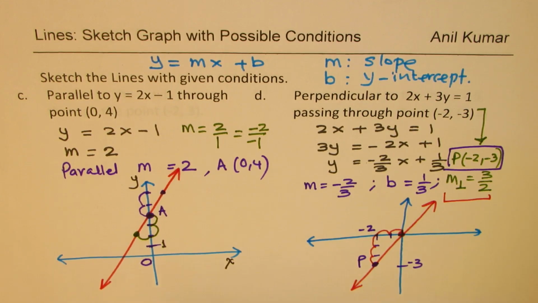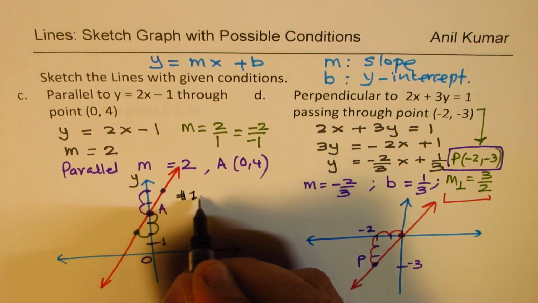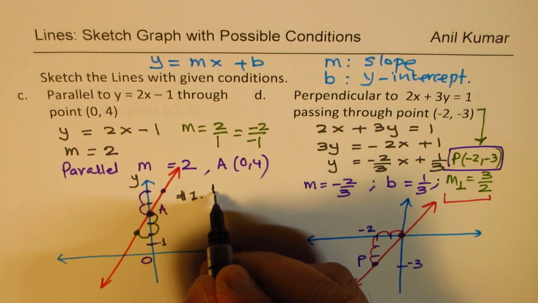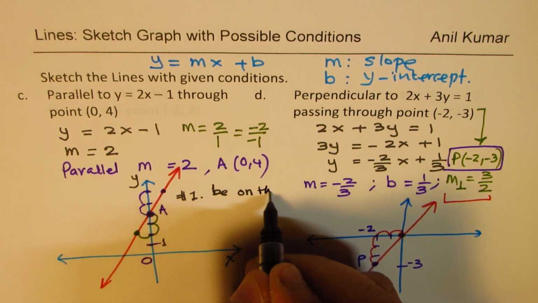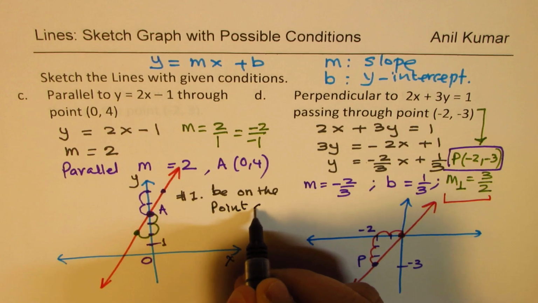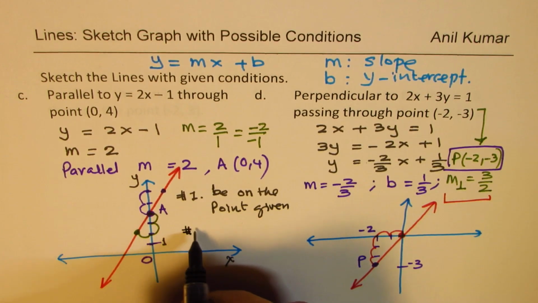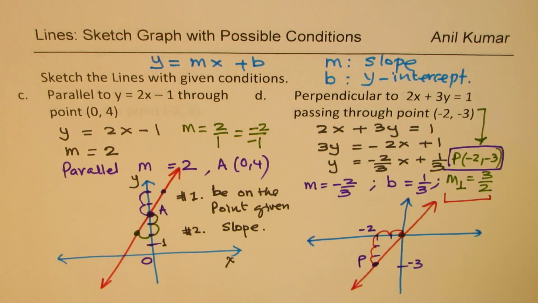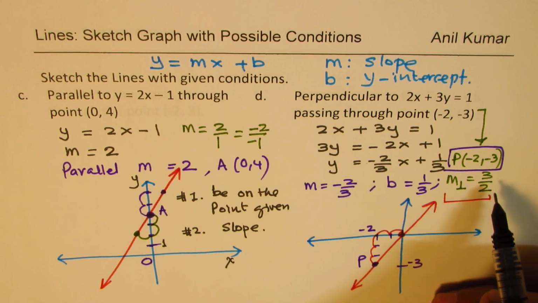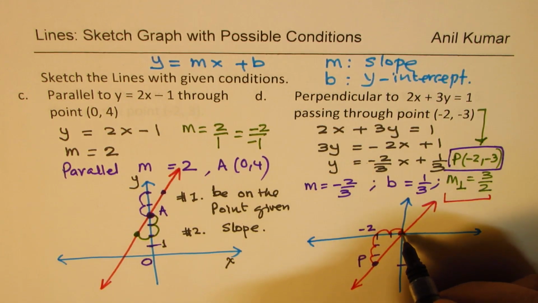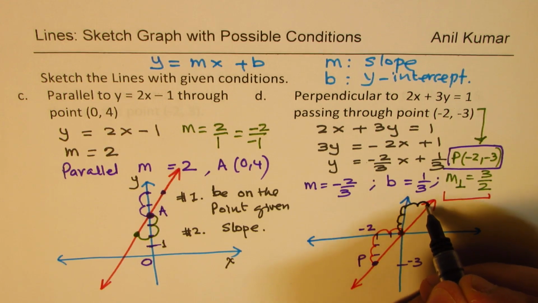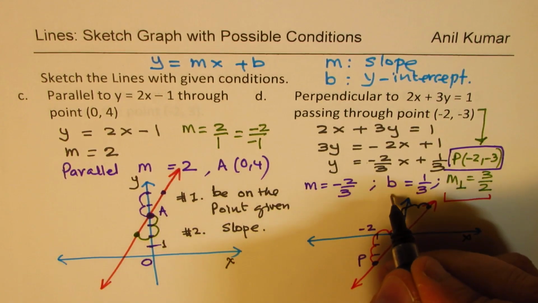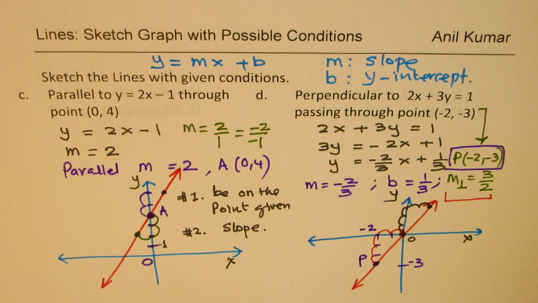So what do you learn from here? Step 1 is get to the point. First, be on the point given. And step number 2 is slope. So always first you get to the point and then check the slope. In this case slope is 3 over 2, right? So if you want the next point, you have to go up 3, 1, 2, 3, and then 1, 2, you will land on the same line. Perfect. If you have a graph paper, you'll find this very simple. So I hope that's making sense.